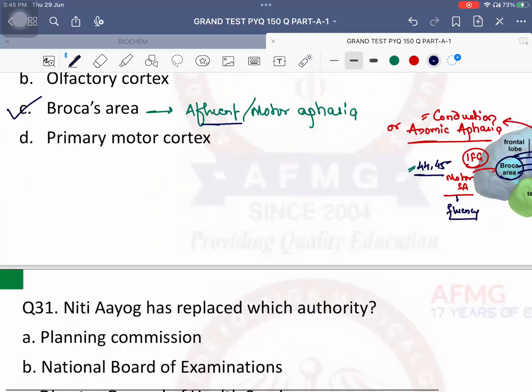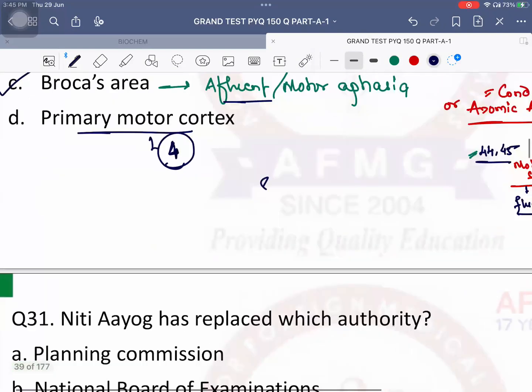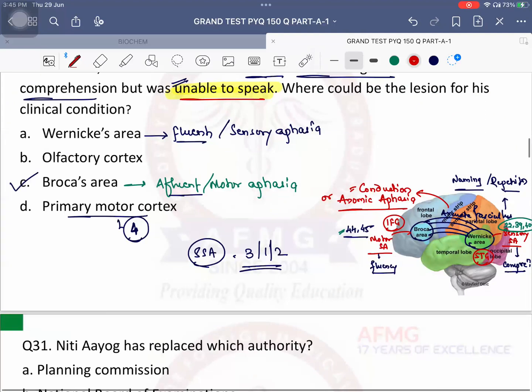Motor cortex, guys. Primary motor cortex is area number 4, and somatosensory cortex or somatosensory area is area number 3-1-2 ना. Anatomy की इतनी वाट मत लगाओ रे.